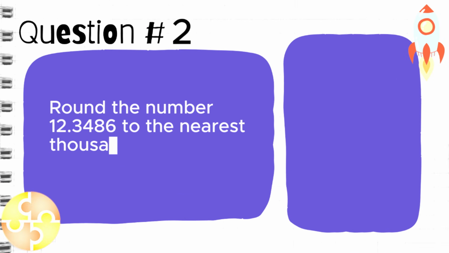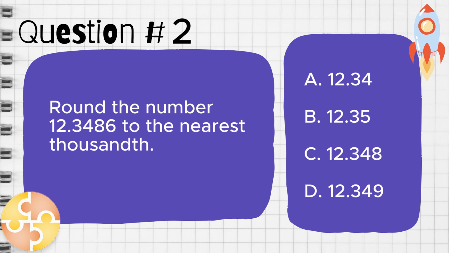Question number 2. Round the number 12.386 to the nearest thousandth. A. 12.384. B. 12.385. C. 12.388. D. 12.389.